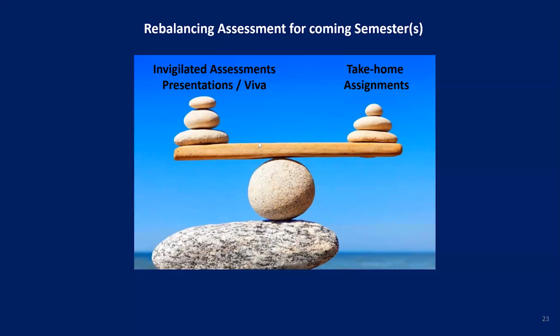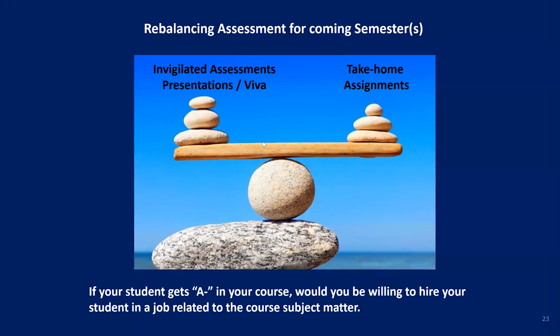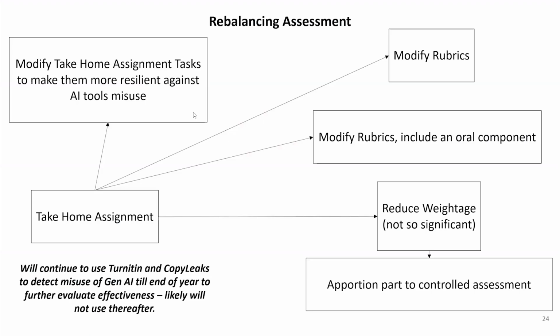And so the question that I pose for faculty is, if your student now gets an A-, are you willing to hire them for a job that's related to the core subject matter? Is your A- the same as before there was GenAI? If not, you may want to do one of these modifications: modify the assignment, modify the rubrics, include an oral component, or even reweight the distribution of the assessment components for the course.